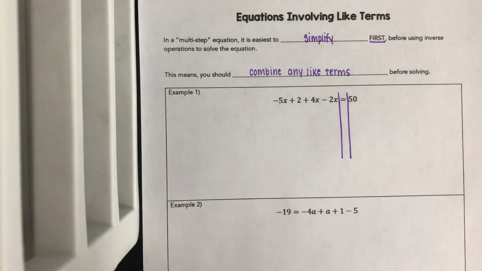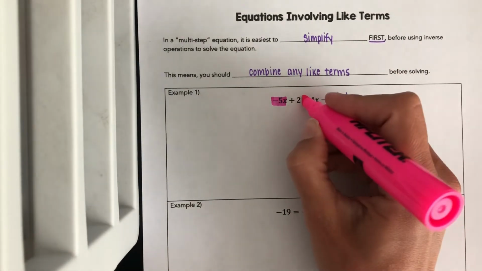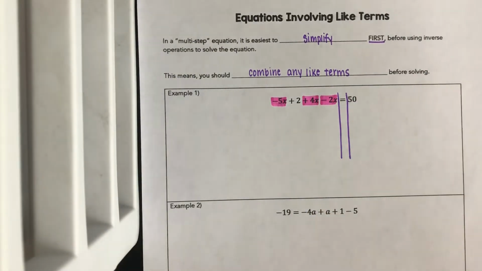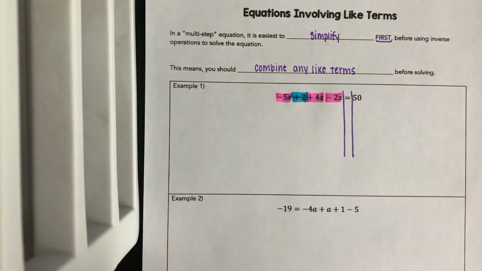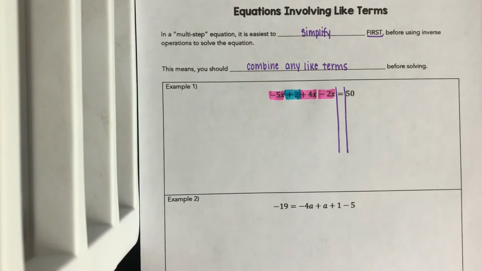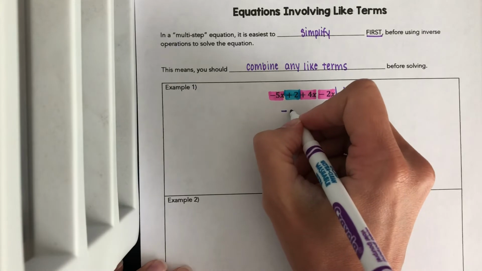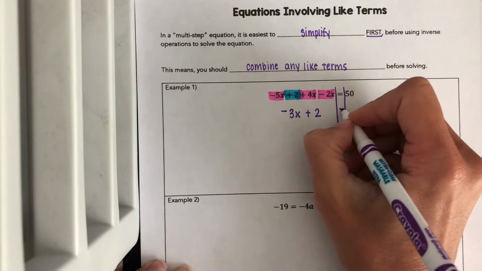If we take a look through, we're going to start by identifying our like terms. So we have negative 5x, positive 4x, and negative 2x. And because 2 does not have any other constants, this one will be a different color and on its own. Now that we've identified the like terms on the left side of the equation, we're going to go ahead and combine them to simplify. Negative 5x plus 4x would be negative x. Negative x minus 2x would be negative 3x. And then we have that plus 2 equal to 50.